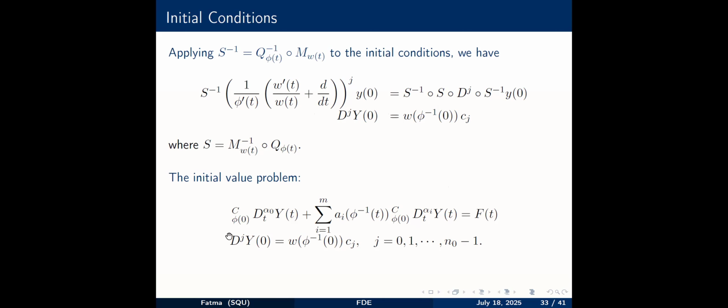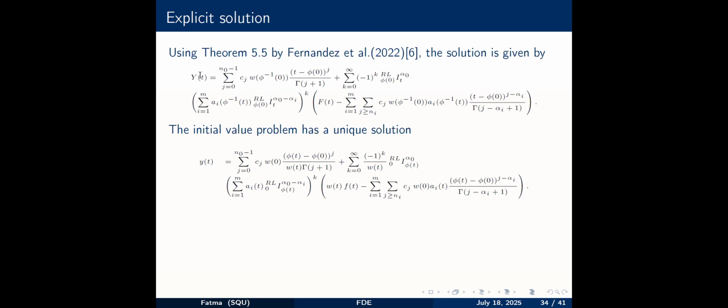Now we are going to use the results which were obtained by Arran and his co-authors, as I showed you before. Then the solution will be given in this form. And then we do the substitution back and we get y of t in this form.